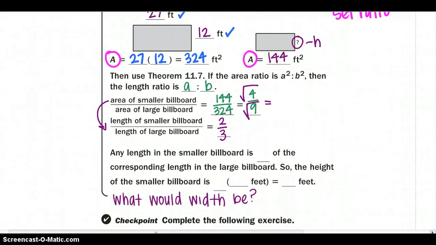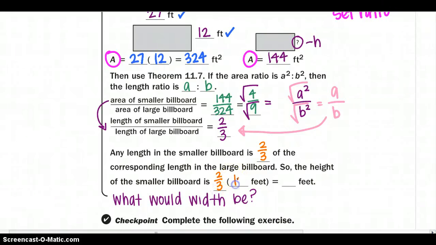If you have questions about that, remember a squared over b squared would be our area, and then to cancel those squares, you square root to get a over b. And that's where that comes into play. Now we're going to use that. So any length of the smaller billboard is 2/3 of the corresponding length of the large billboard. So for the height of the smaller billboard, I'm going to use my ratio times my side, and I would get 8 feet for the height.